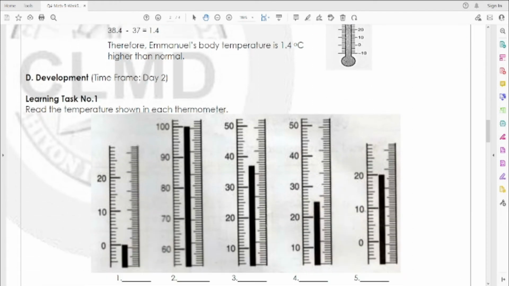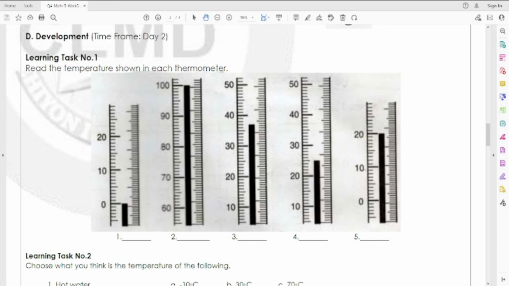For our next learning task, you are to read the temperature shown in each thermometer, and you will write your answer below each illustration. Here is number 1. The liquid is in this position. Number 2, 100 in this position. Number 3, number 4, and number 5.